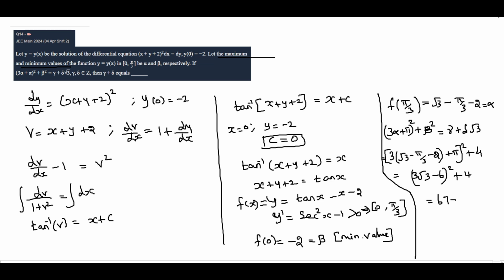minus 2ab, 2 into 6 is 12, 12 3s are 36, 36 root 3. So gamma equals 67 and delta equals minus 36, so gamma plus delta is 31. So the answer is 31. Next problem.